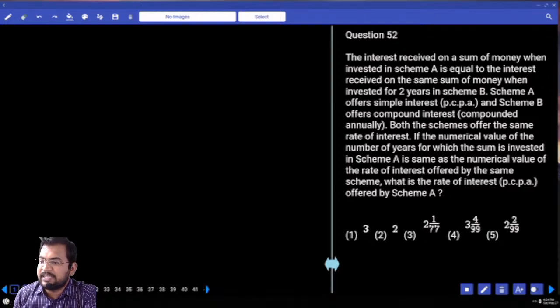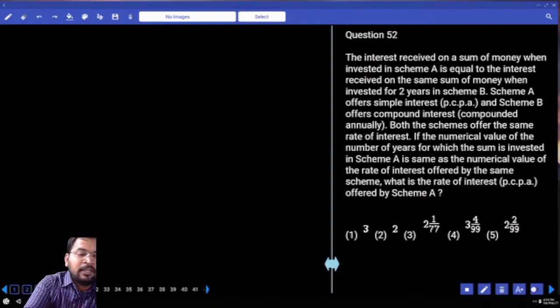The interest received on a sum of money when invested in scheme A is equal to the interest received on the same sum of money invested for 2 years in scheme B. Scheme A offers simple interest, scheme B offers compound interest. Both the schemes offer the same rate of interest. If the numerical value of the number of years for which the sum is invested in scheme A is the same as the numerical value of the rate of interest offered by the same scheme, what is the rate of interest offered by scheme A?